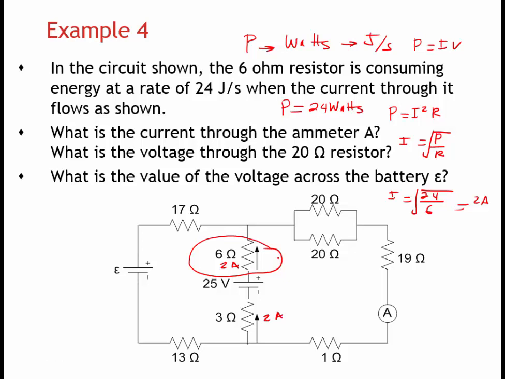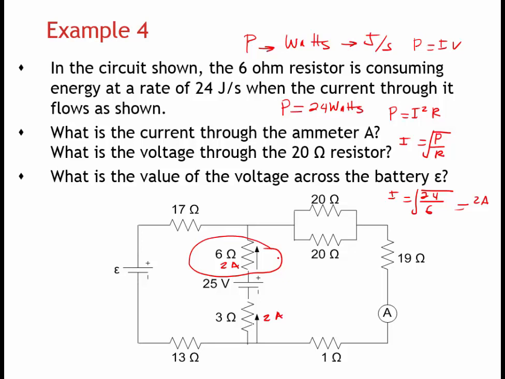Now for this, we're trying to determine what is the current through the ammeter, and also what is the voltage across the 20 ohm resistor, and also what is the value of the voltage across the battery.